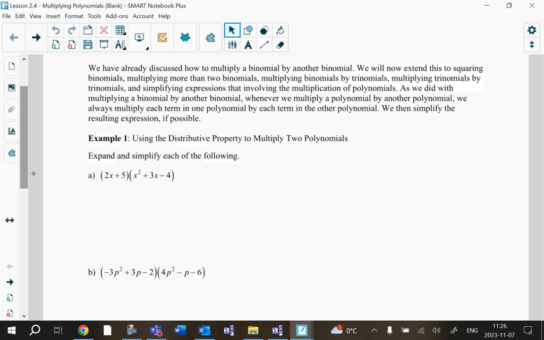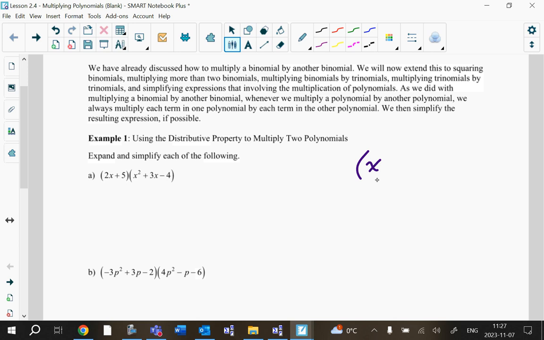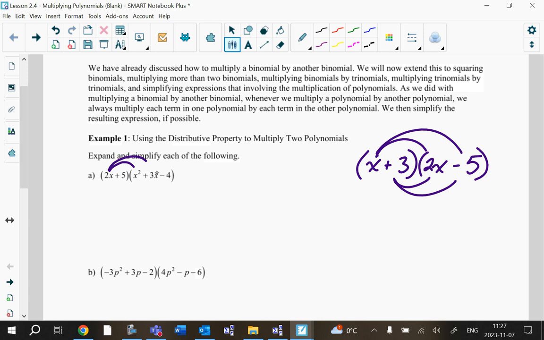Remember, if you've got something like this, that's 4 multiplications, right? You take x, multiply it by everything in the second set. Take 3, multiply it by everything in the second set. Following that reasoning, how many multiplications do you think you'd do here? 6. You would take the 2x, multiply by everything in this trinomial, and take positive 5 and multiply by everything in the trinomial.